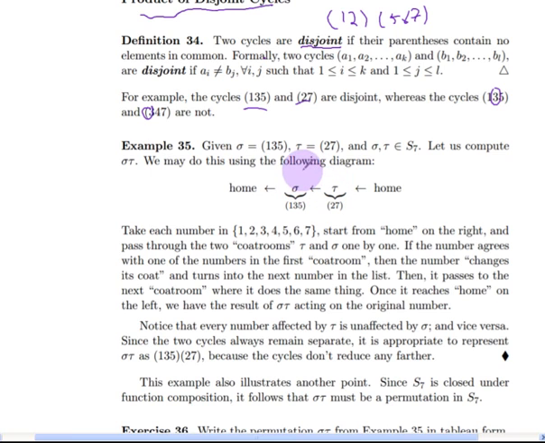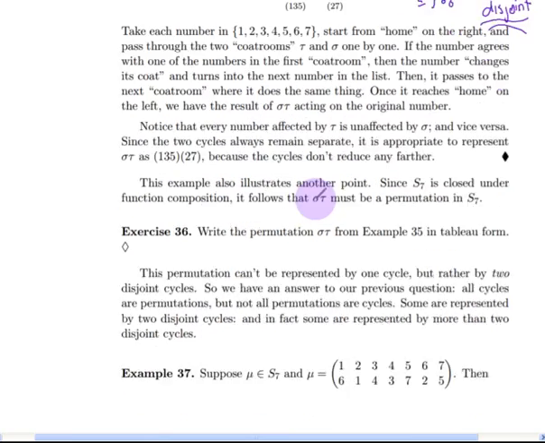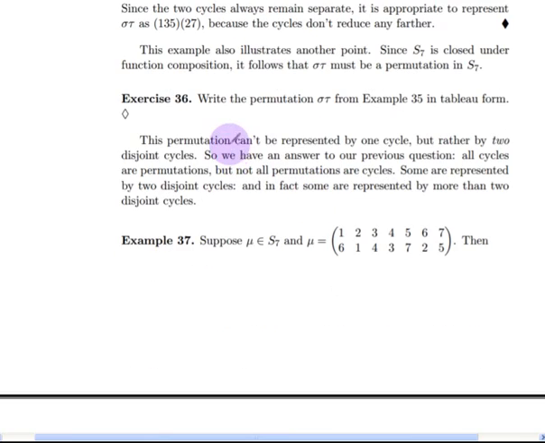If these two cycles are disjoint, then sigma composed tau is equal to tau composed sigma. And that's only if they're disjoint. In general, permutations do not commute. Okay, so some permutations can't be represented by a single cycle, but rather require more cycles. Okay, let's look at this one for an example.